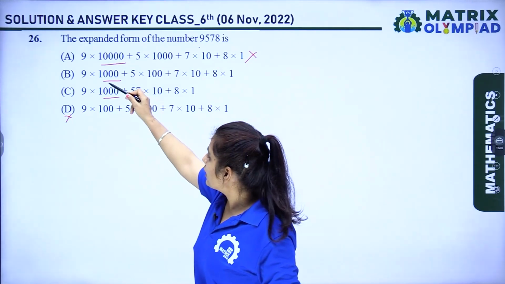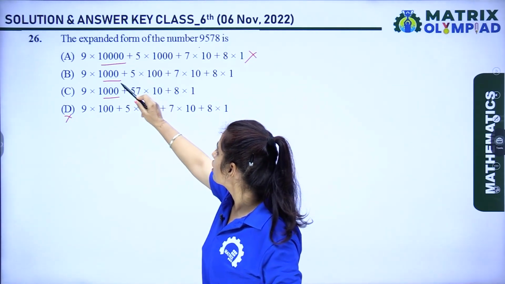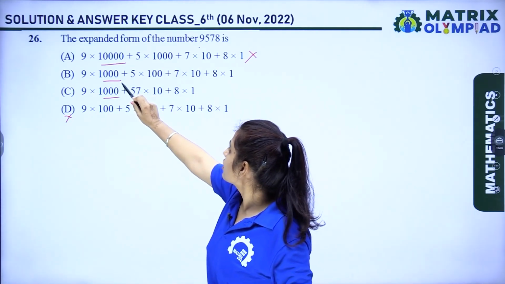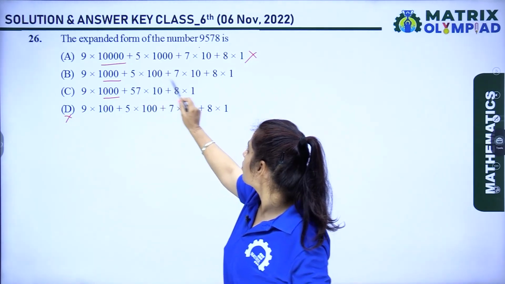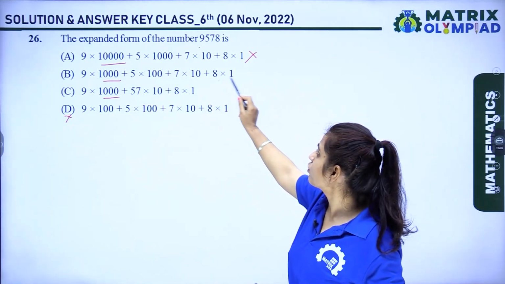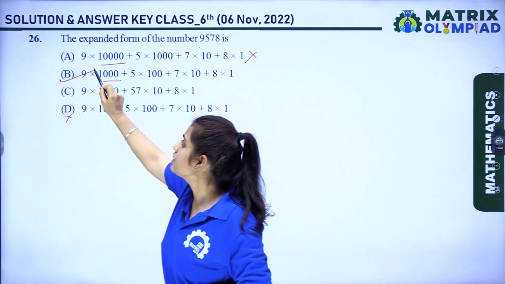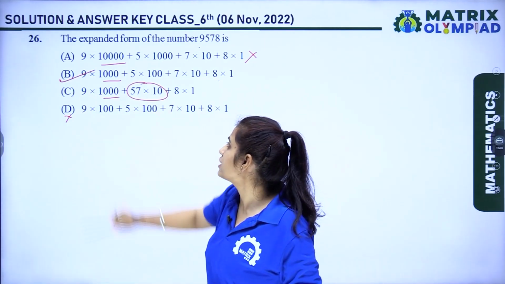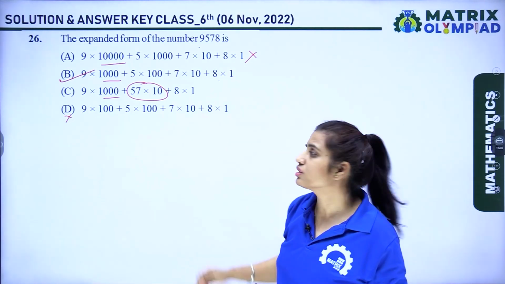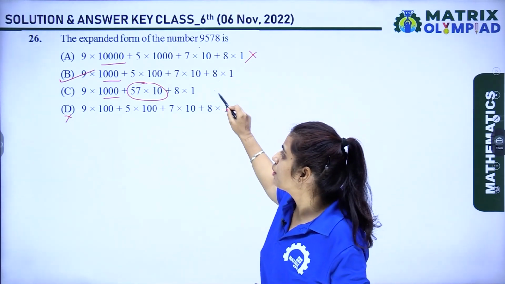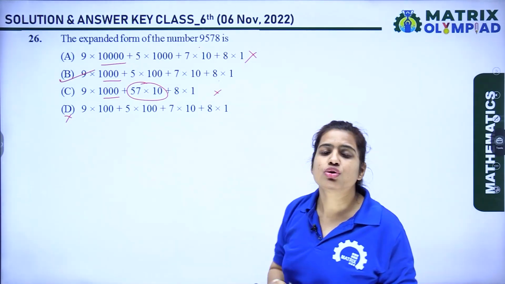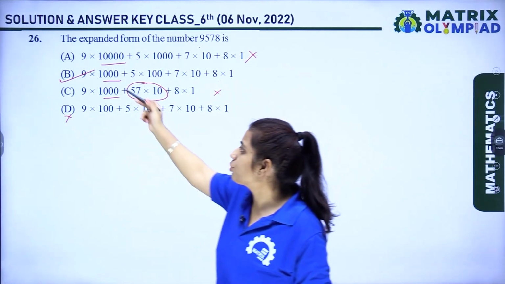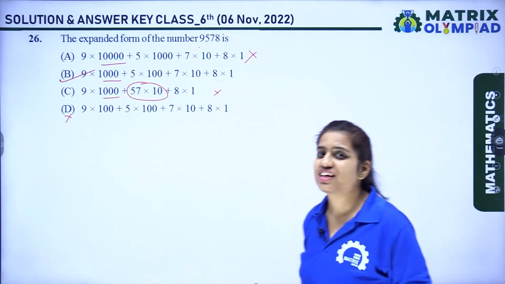So let's check options B and C. 9 is on the 1000th place, 5 is on the 100th place, 7 is on the 10th place and 8 is on the 1st place. Yes, option B is correct. And in option C you can see that 57 is multiplied by 10, so this is an incorrect expanded form. So according to the question, option B is the correct answer.